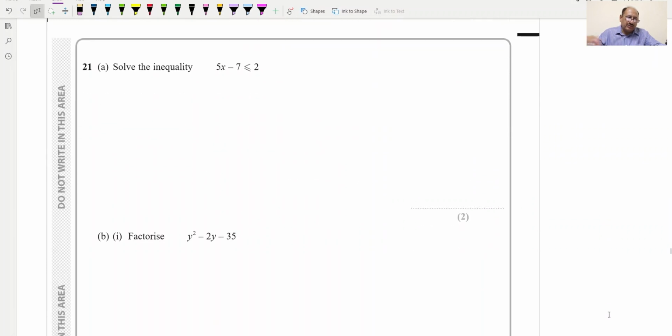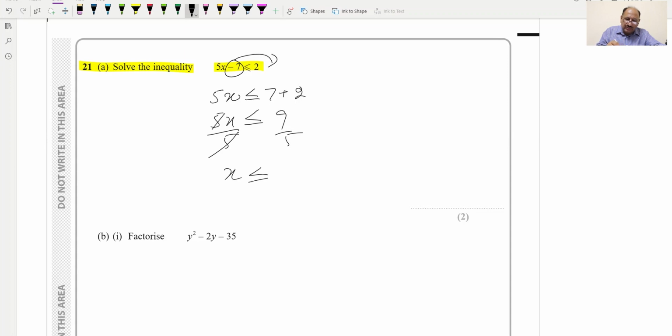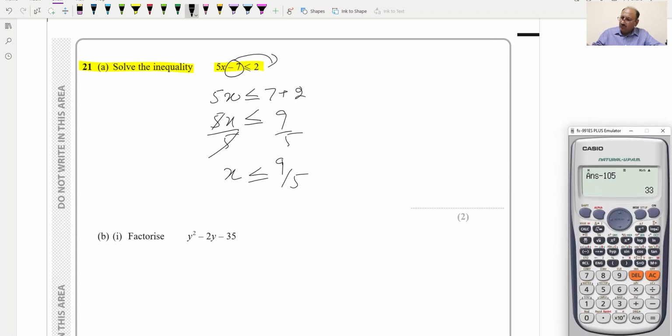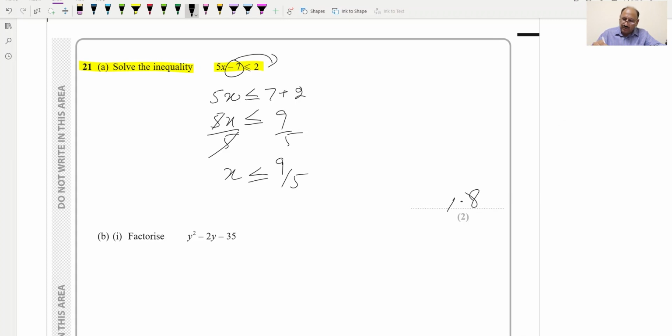Now question number 21 is an inequalities question. Solve the inequality. So easy, you just have to shift this 7 to the other side, so minus 7 to the side. So 5x is less than or equal to 7 plus 2, which is 9. So we'll divide both sides by 5. This is gone, so x is less than or equal to 9 by 5, and this will be the answer. Or if you want to provide the answer in decimal, we can do that. That will be 1.8. We can write x is less than or equal to 1.8.